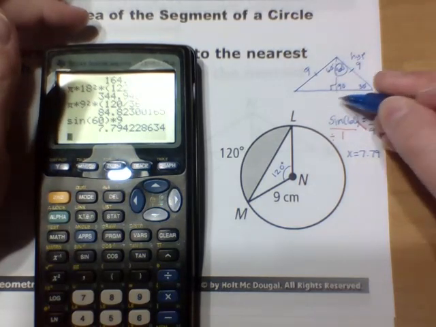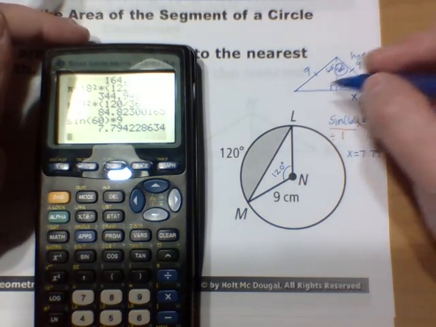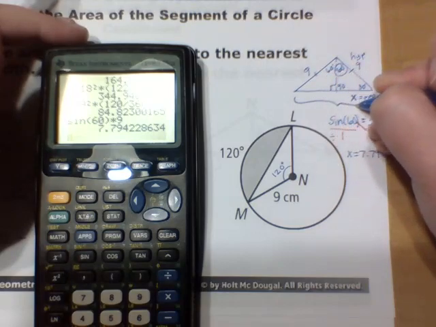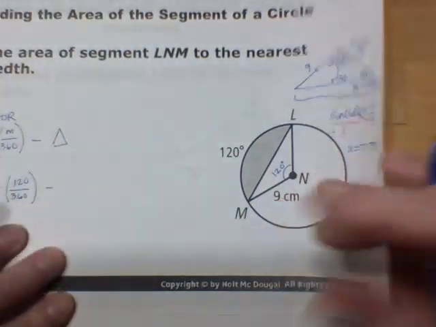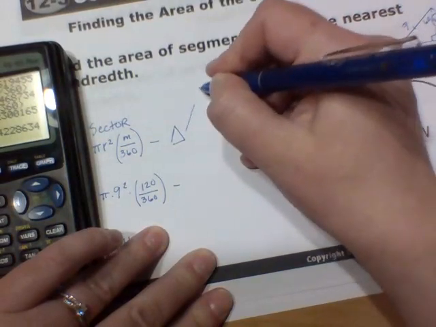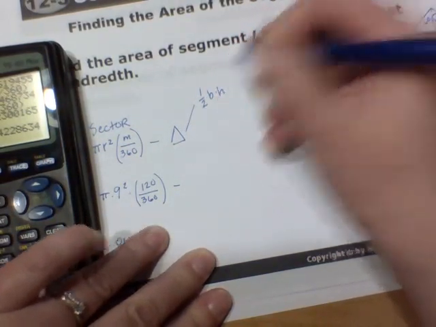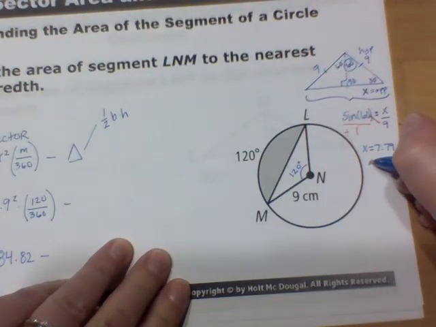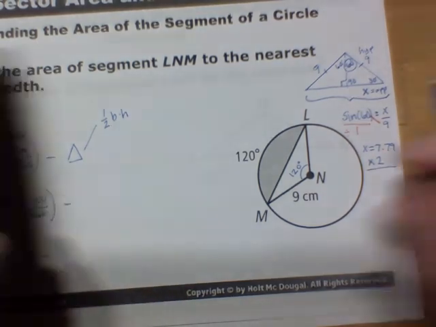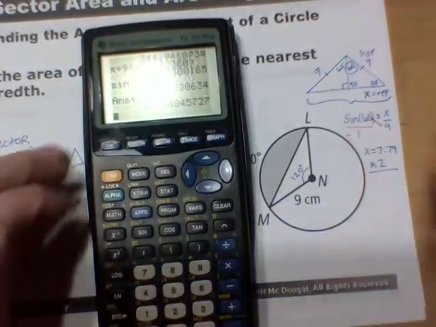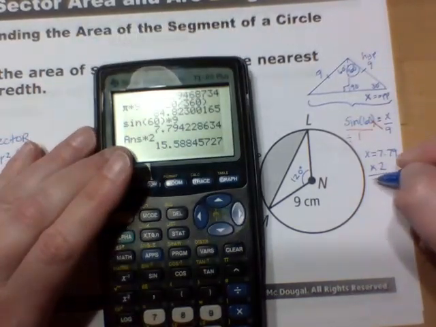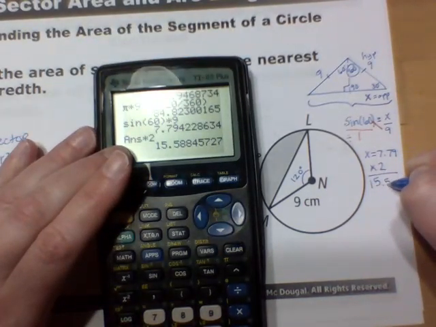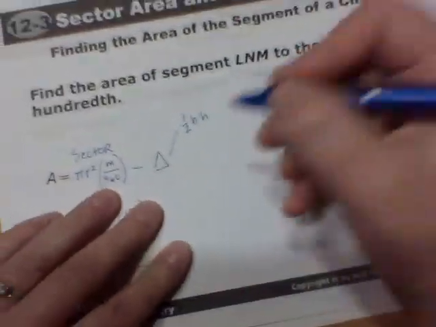And so that is this opposite side length, which is helpful, except if we want this entire base, because the area of a triangle is a half base times height. We need the entire base, which is 2 of 7.79. So if we multiply by 2, we get an entire base length of 15.59. So my base is 15.59.